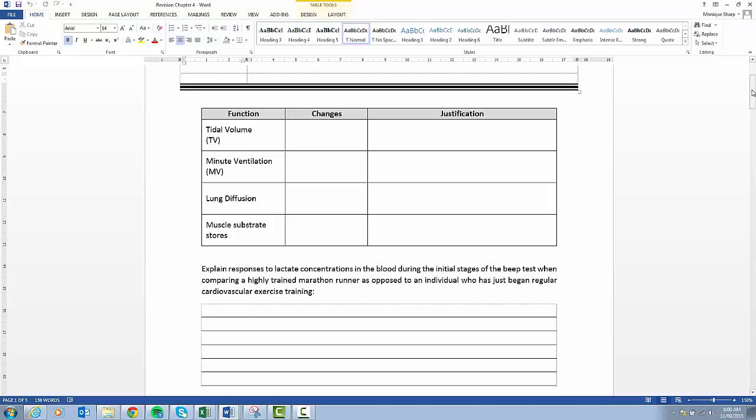So let's have a look at that. Firstly, let's have a chat about at the simple level where you're identifying whether the change increases or decreases and then explaining how it changes. Tidal volume, as soon as you start exercising, so that's what this is asking. It's not asking you at this point to differentiate between rest and submax and max. So change in tidal volume when you start exercising, what happens?